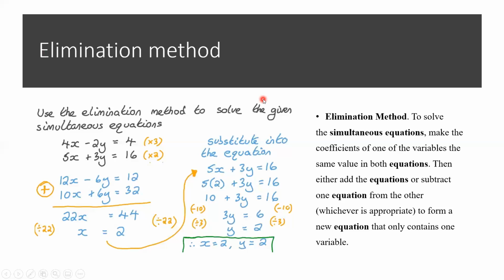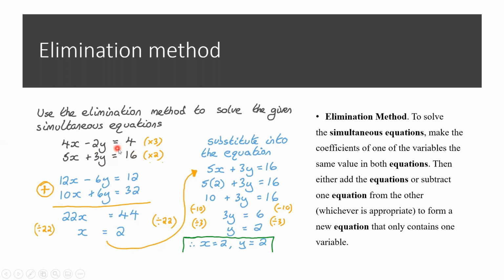Okay, the first one, guys, is the elimination method. How are we going to use this method? The elimination method, guys, to solve the simultaneous equations, is to make the coefficients of one of the variables the same value in both equations. Then either add the equations or subtract one equation from the other, whichever one is appropriate, to form a new equation that only contains one variable. The example will be this. Say, for example, we have 4x minus 2y equals 4, and 5x plus 3y equals 16.